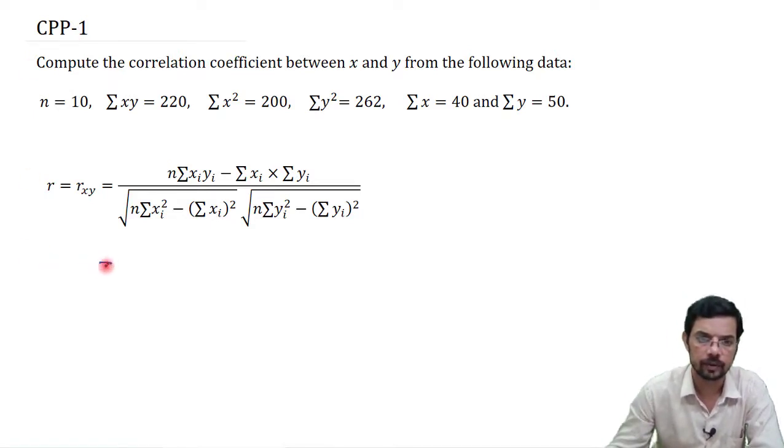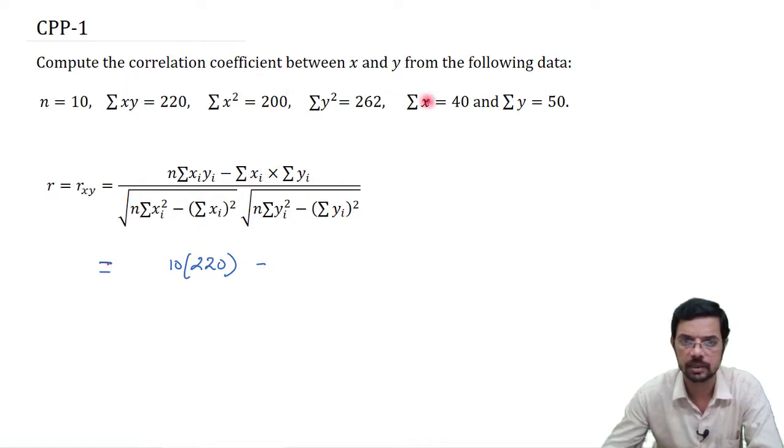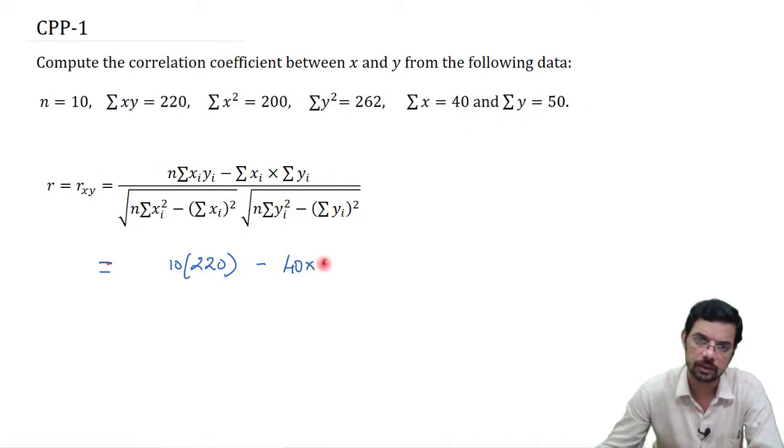Okay, so what is the value of n? The value of n is 10, so we shall put 10 here. Then sigma xi yi, that is sigma xy, is equal to 220, minus sigma xi into sigma yi. Sigma xi is 40, into sigma yi, that is 50.